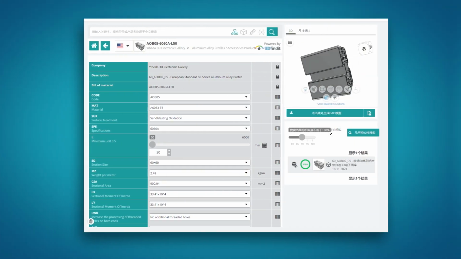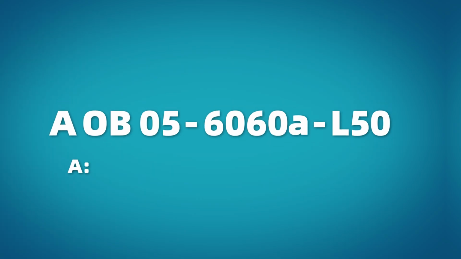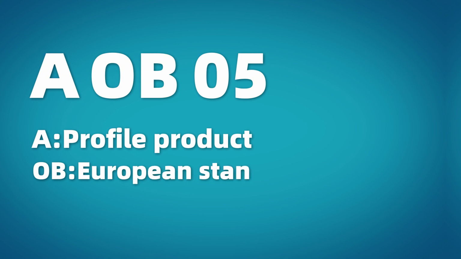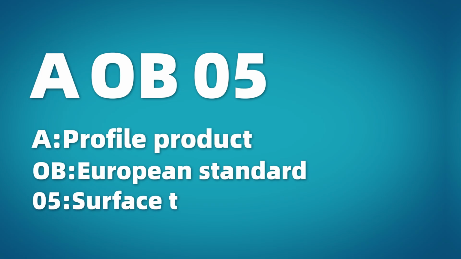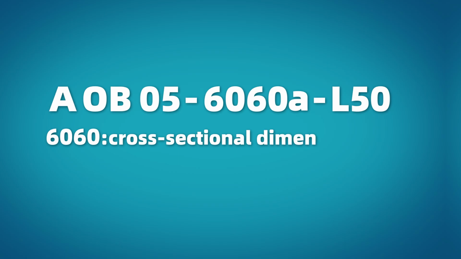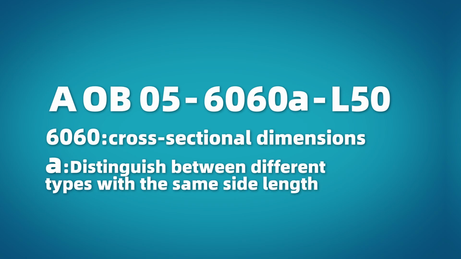For example, AOB05 60608 L50. A stands for the profile product. OB refers to European standard profiles, and the number 05 indicates the surface treatment type. 6060 specifies the cross-sectional dimensions of the profile. The letter A is used to distinguish between heavy-duty and lightweight types with the same side length, as well as between rounded and square corners.